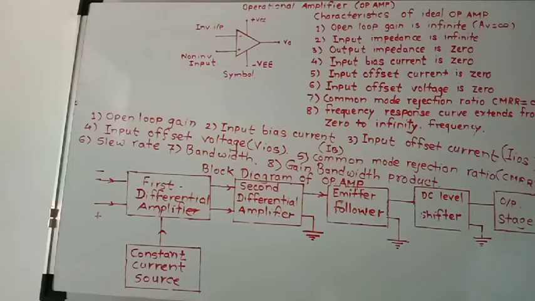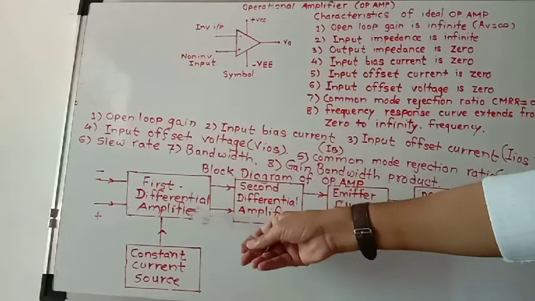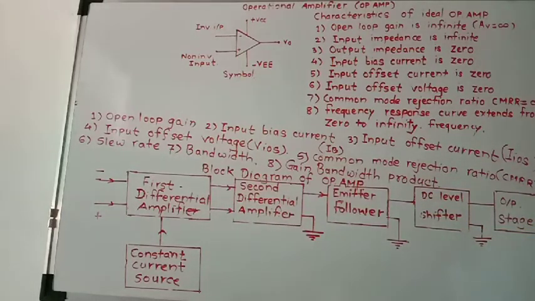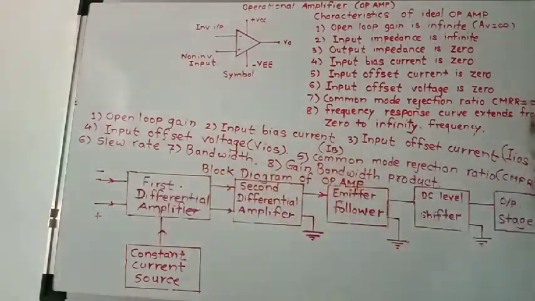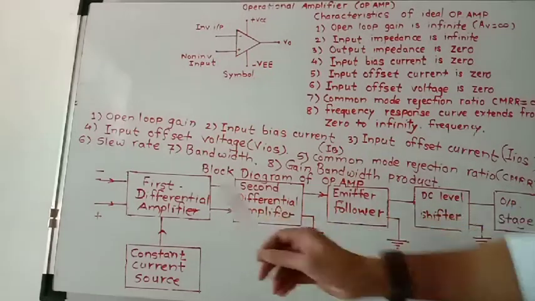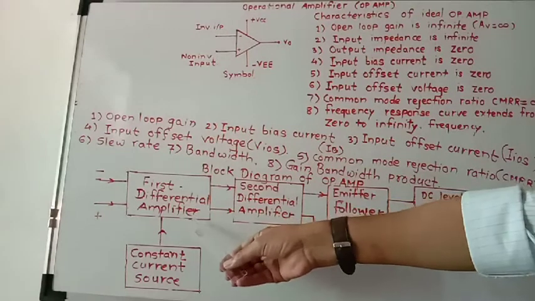The differential amplifier is the basic building block of the operational amplifier. The op amp has two inputs, an inverting input and a non-inverting input, and two output terminals.